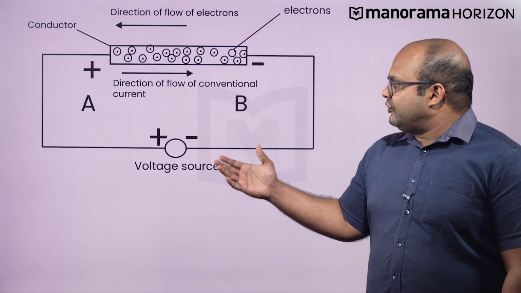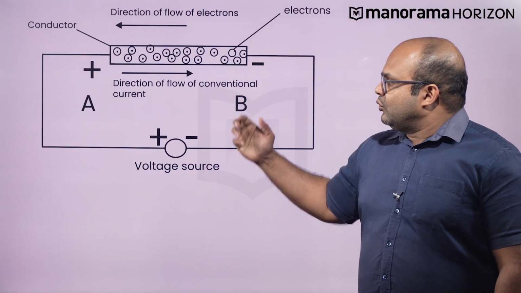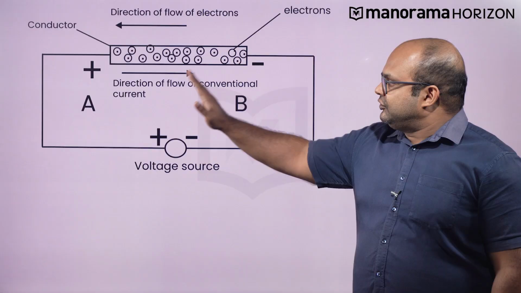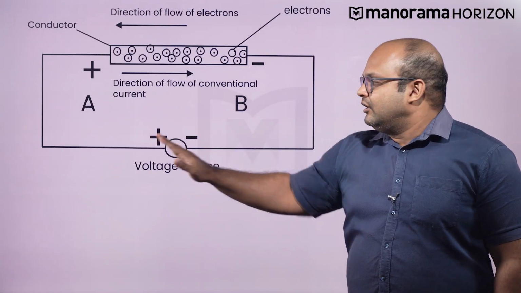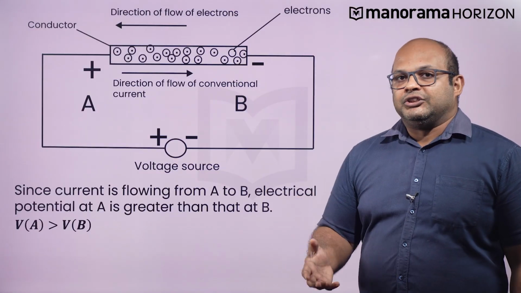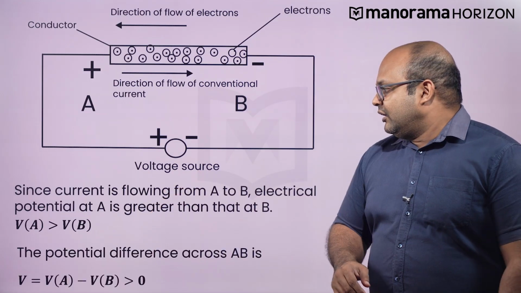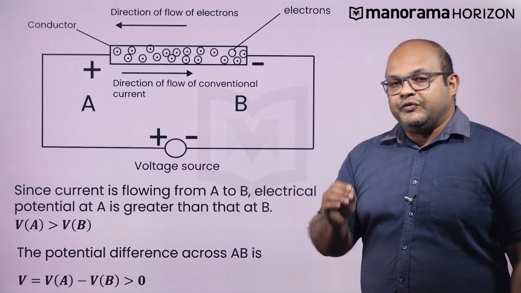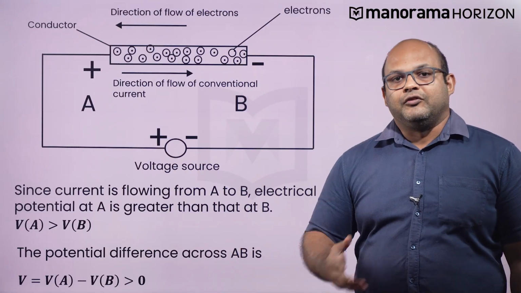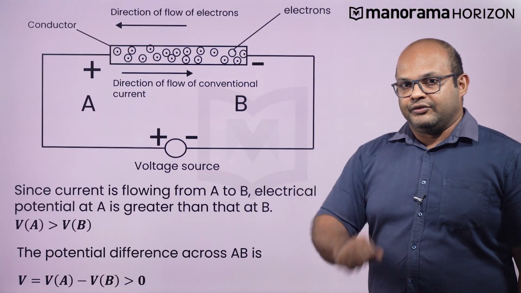In this system, you see a voltage source like a battery connected to a conductor. So the potential at point A is greater than the potential at point B. So conventional current will be flowing from point A to point B. Since the current is flowing from A to B, the electrical potential at A is higher compared to B. So VA is greater than VB, and that means that the difference between VA and VB, that is VA minus VB, will be greater than 0. It will be positive. So the charge is flowing across a positive potential difference.